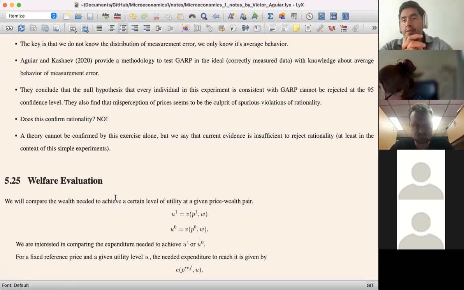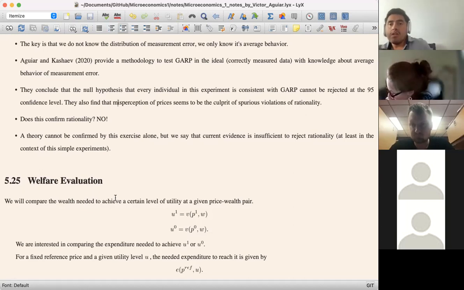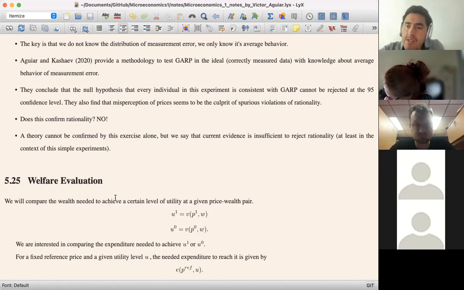But we say that the current evidence, for instance, coming from this kind of experiments, isn't sufficient to reject rationality, at least in the context of this simple experiment. And the main reason is, of course, that if we're testing rationality, we have to be clear about assumptions, right? And one key assumption of the model is that people perceive prices perfectly, right? And that they pick what they want.